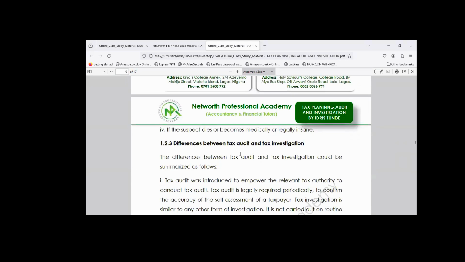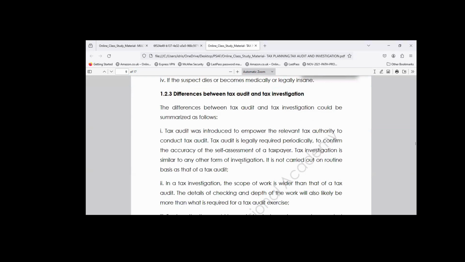Second thing, we need to differentiate between tax audit and tax investigation. Number one difference is tax audit is usually routine, mandated by the law. The tax investigation is not routine. Tax investigation can be carried out at any time that the tax authority feels like.